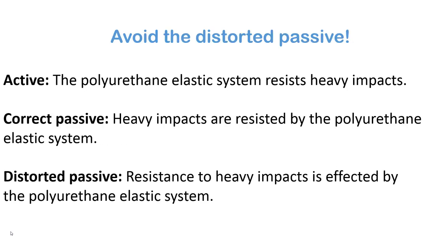So I'll just put all three of those together. As you can see, the verb resists is the active, whereas the passive is are resisted, and then the distorted passive, we have this nominalization with resistance, and we have the empty verb is affected by. So that is an example of the distorted passive, and generally you want to avoid those.